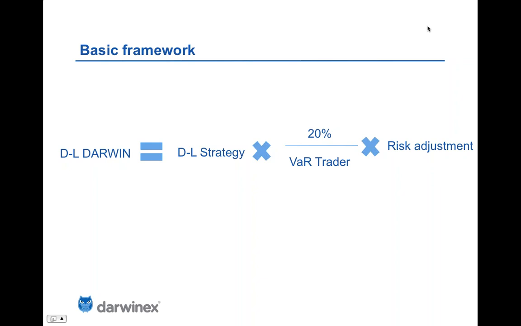Again, important: the risk management process for Darwinex is not fiddling with the stop losses or the take profits. That doesn't even factor in the equation. All we're doing here is adjusting leverage. Is that understood? So that's really all that goes into it.